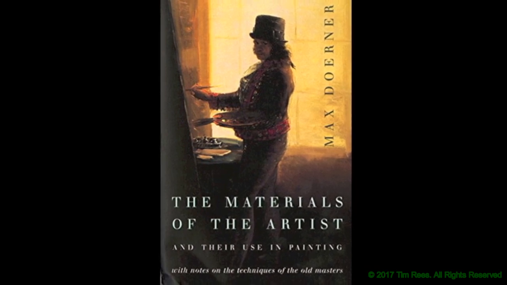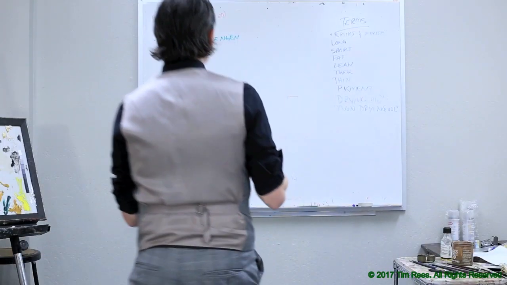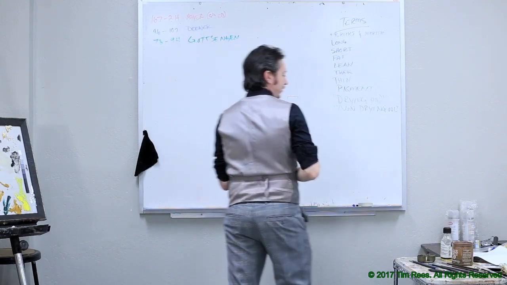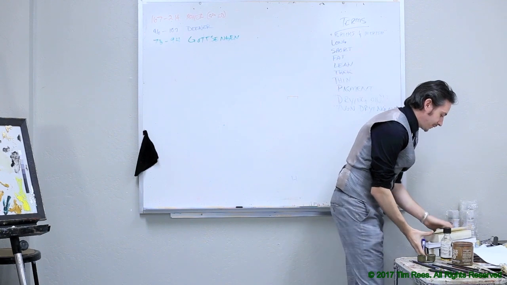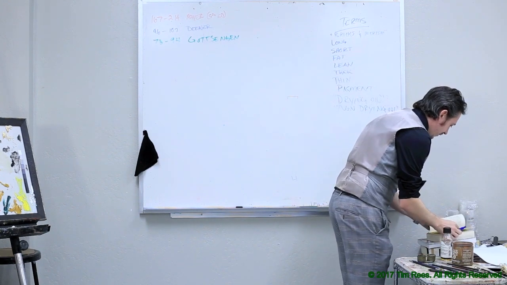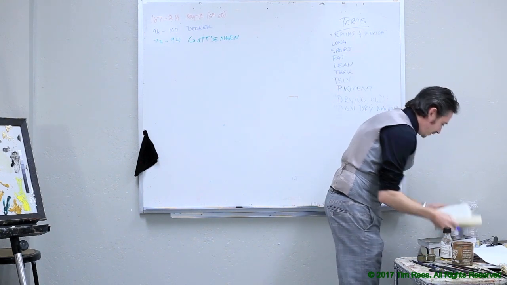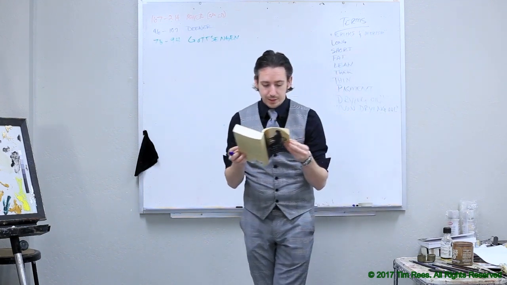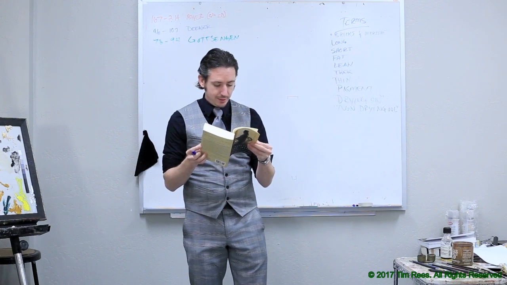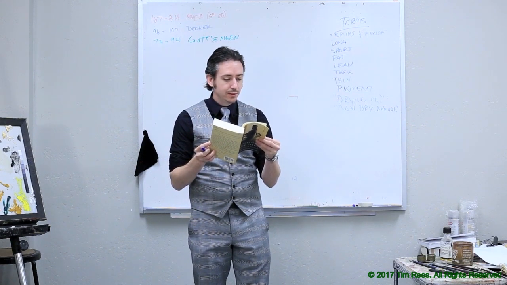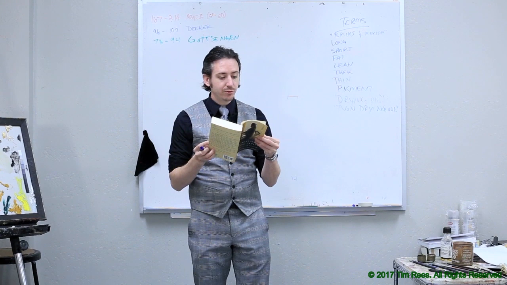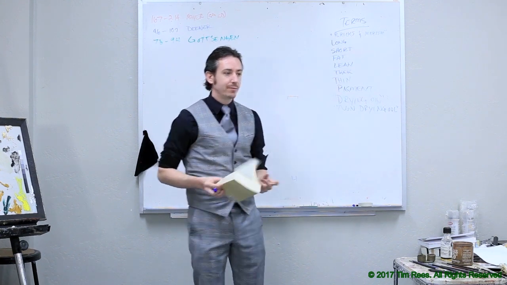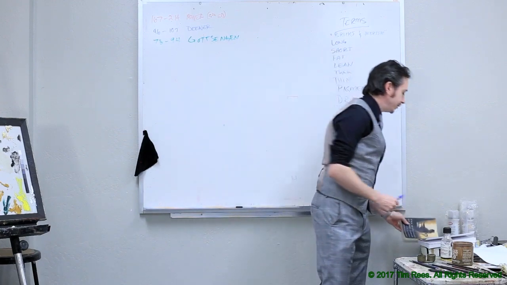The Materials of the Artist. And it is Doerner, not Donor. Should be an R in here. Doerner. So this book, just to give you guys an idea, let's see. 1934. I guess it's not super old, but older than some of the texts we're looking at now.